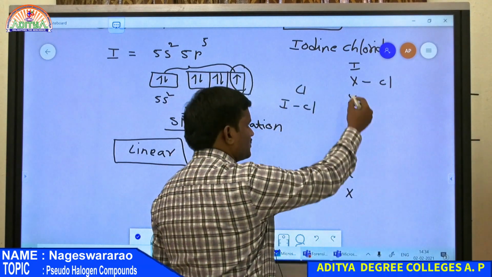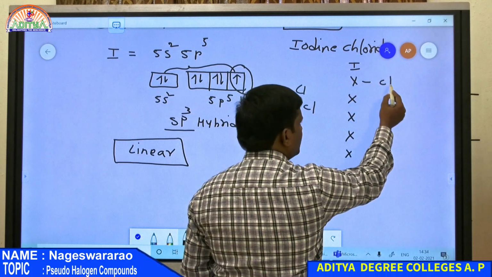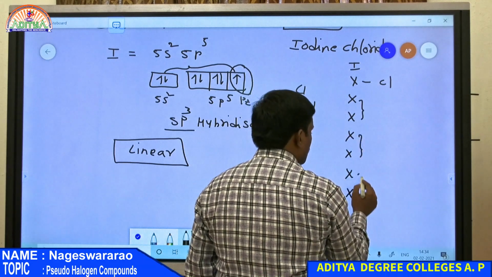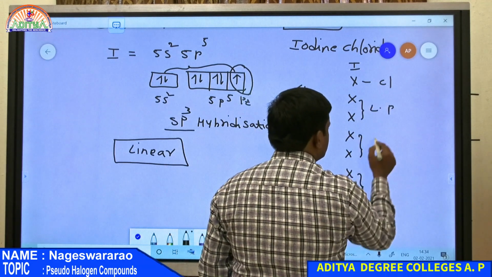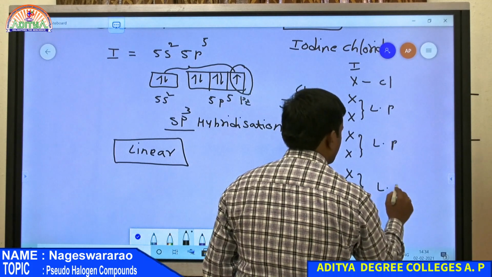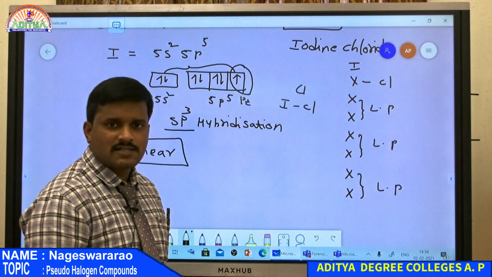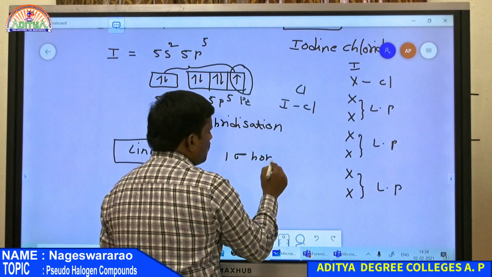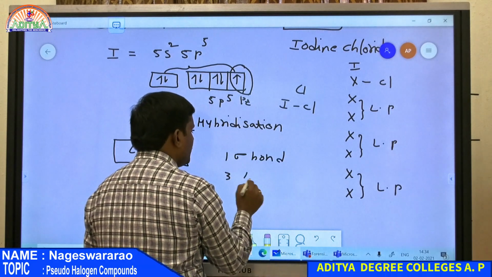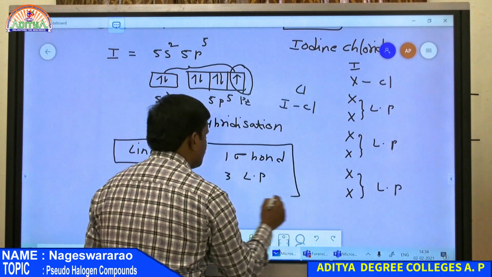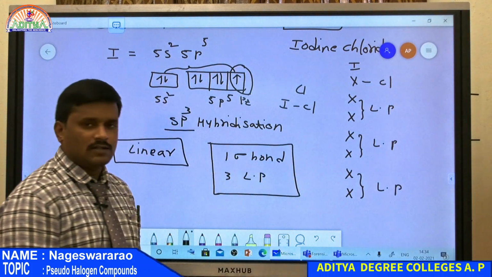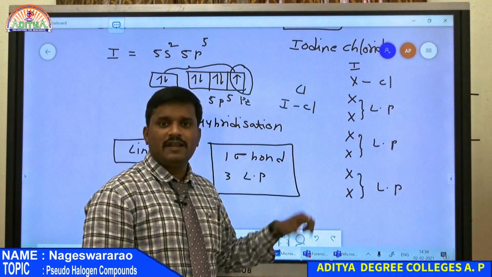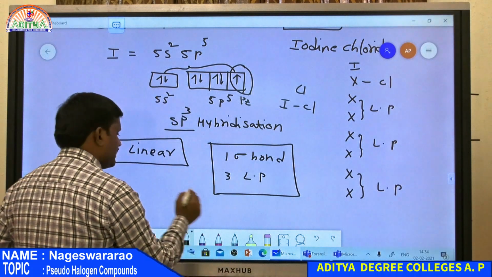Iodine has 7 electrons. Out of the 7 electrons, only 1 electron is bonded with chlorine and the remaining are all present as lone pairs. This is a lone pair, this is also a lone pair, and a lone pair. Therefore, in AX type interhalogens, there is 1 sigma bond and 3 lone pairs of electrons. If any compound has 1 sigma bond and 3 lone pairs of electrons, then the structure is linear.